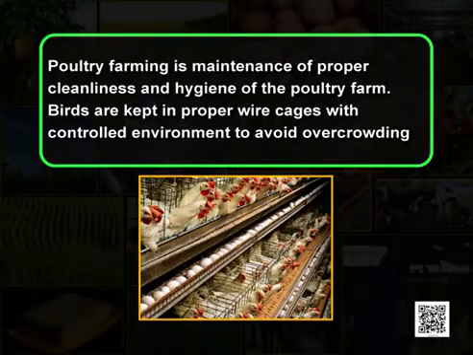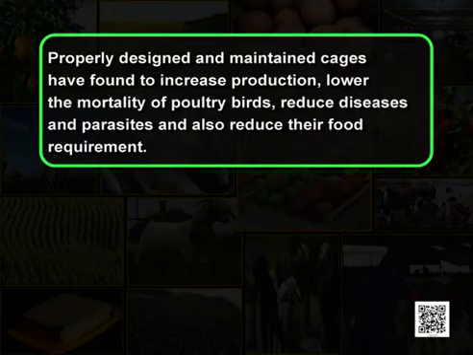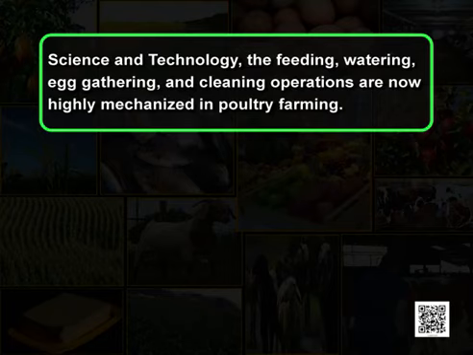Next very important point in poultry farming is maintenance of proper cleanliness and hygiene of the poultry farm. Birds are kept in proper wire cages with controlled environment to avoid overcrowding, as you can see in this figure. Properly designed and maintained cages have been found to increase production, lower the mortality of poultry birds, reduce diseases and parasites, and also reduce their food requirement. Thanks to science and technology, the feeding, watering, egg gathering and cleaning operations are now highly mechanized in poultry farming.